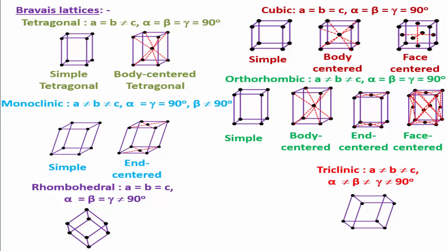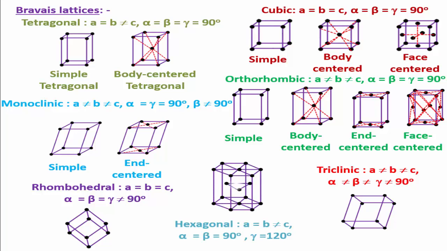The last crystal system is the hexagonal crystal system where a = b but not equal to c. The two angles alpha and beta are 90 degrees and the third angle gamma is 120 degrees. So these are the total 7 crystal systems introduced by Bravais and a total of 14 different lattices present in these 7 crystal systems. The next part is closest packing of rigid spheres.